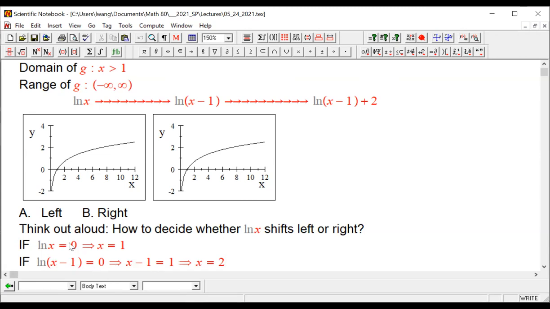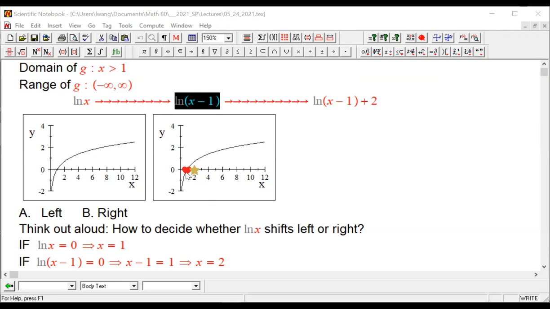This tells me, because I set them equal to 0, the intention is to find the x-intercept. This is basically to find where the curve crosses the x-axis. One curve crosses the x-axis at 1, and the other one crosses it at 2. In other words, ln x crosses the x-axis at 1, and the other one is going to cross it at 2.